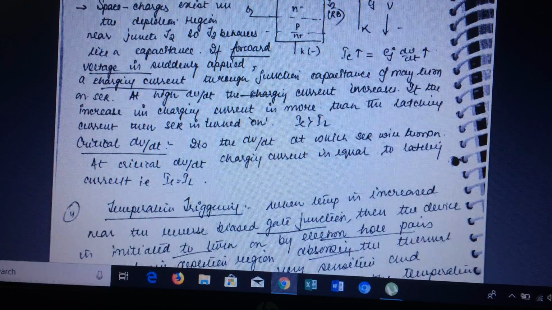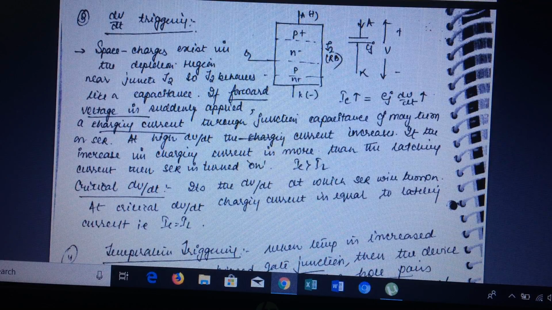Now come to the next method. The next method is very simple, that is the dV/dt triggering method. dV/dt means what?